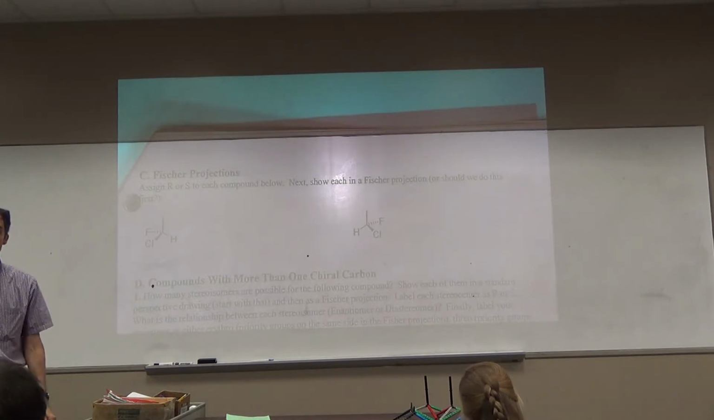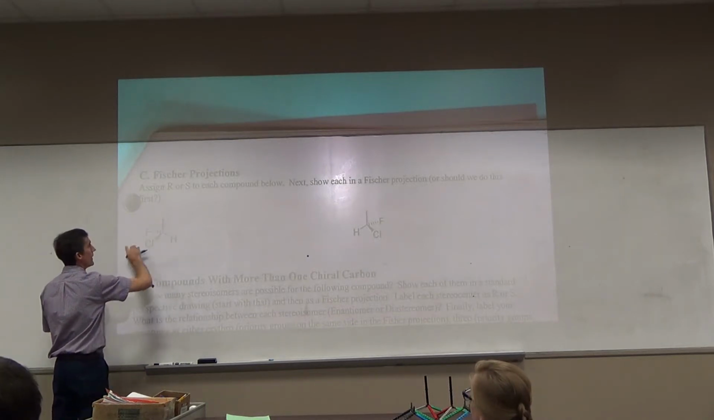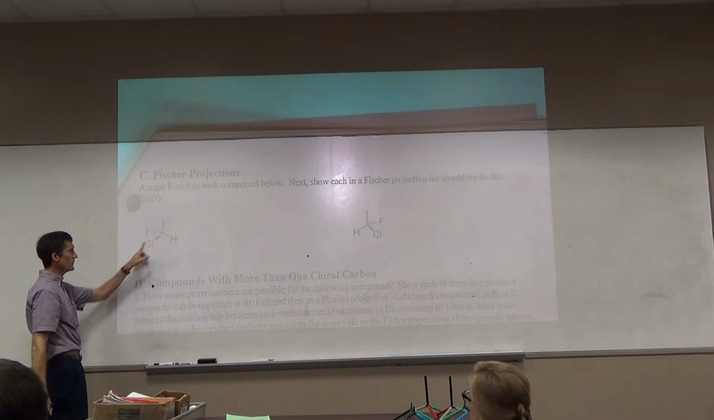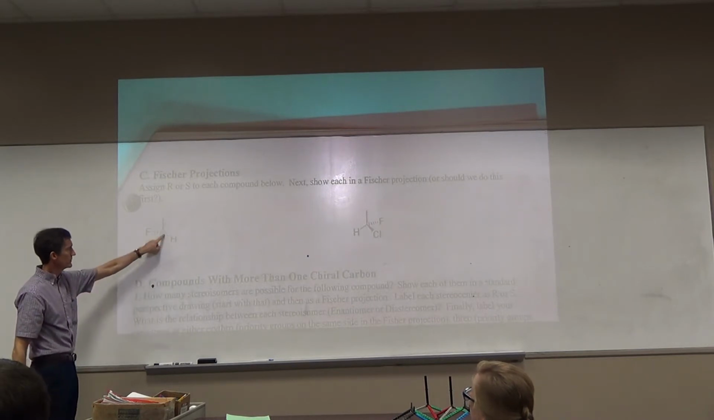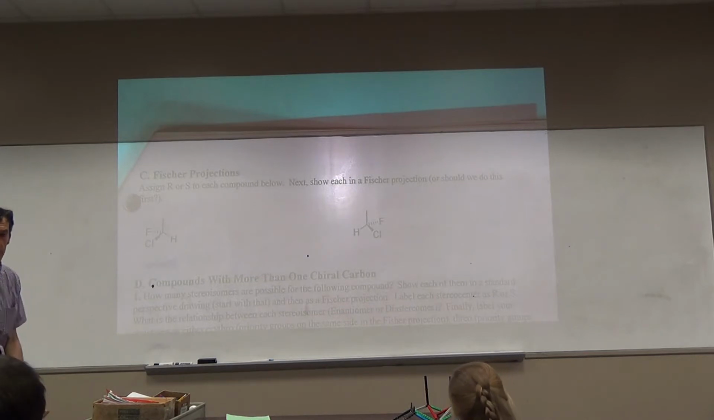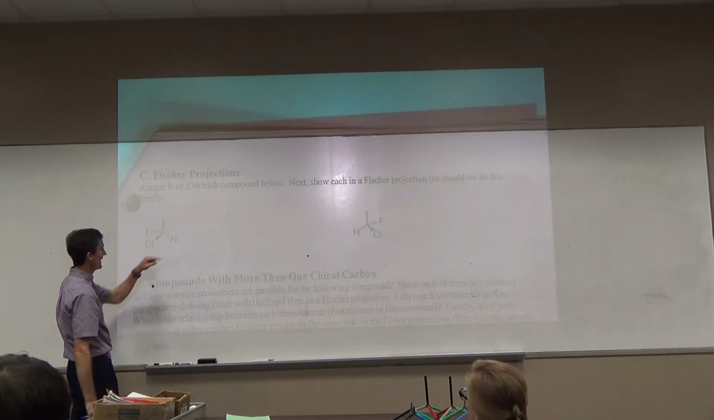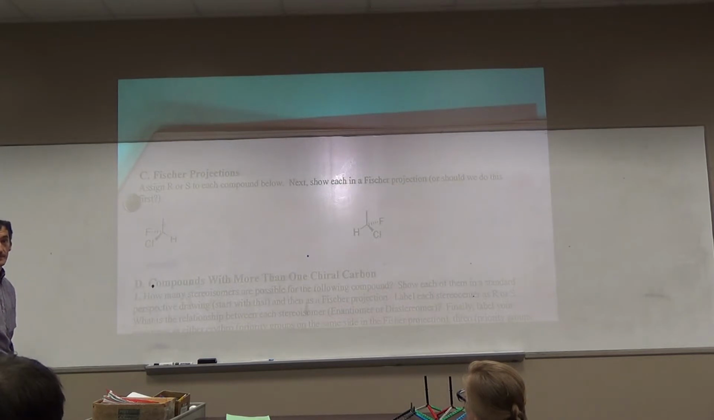What'd you get? I would say R because it's the lower priority group. It's in the back. What's the low priority group on this carbon here? Chiral carbon. Oh, the hydrogen. Yeah, is it in the back or front? No, it's in the plane. Okay? Yeah, how would we do this? So did you get R or S? I got R?